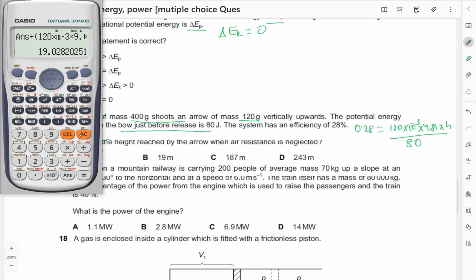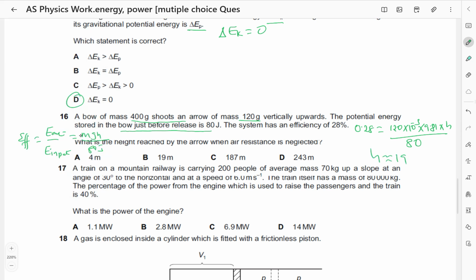So this is giving me 19.0, which means H is approximately 19 meters. So the answer is going to be B.